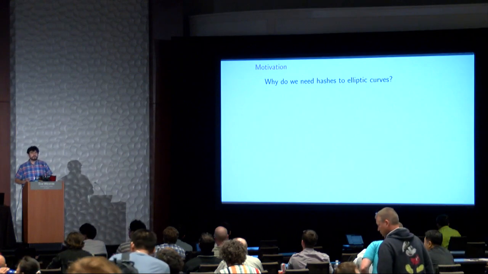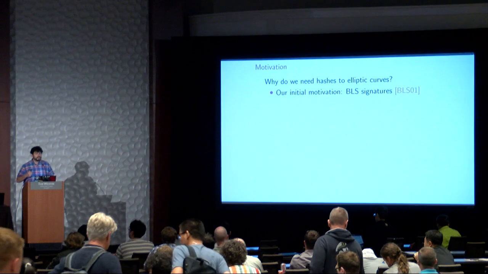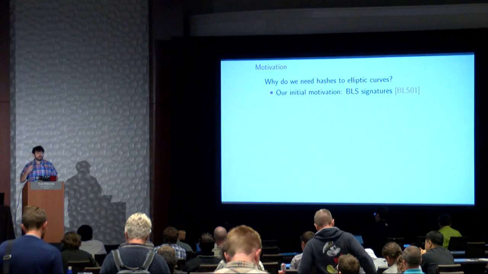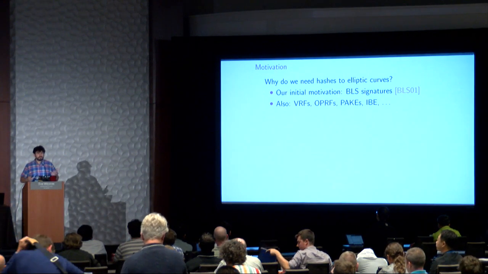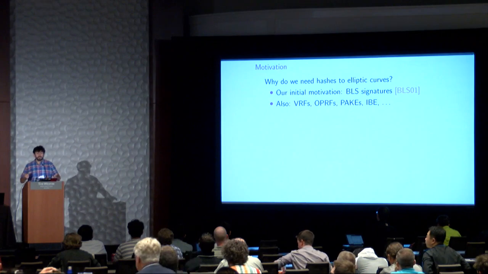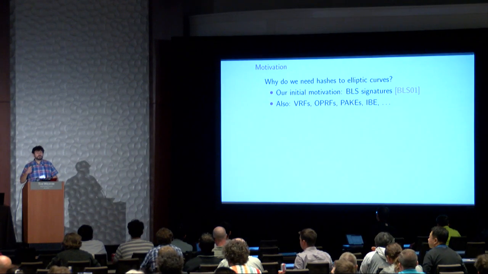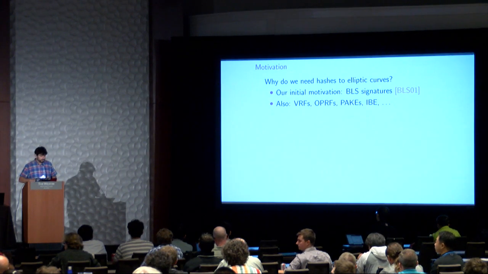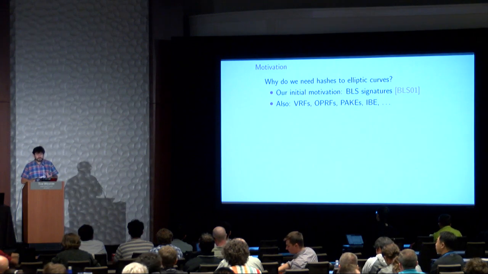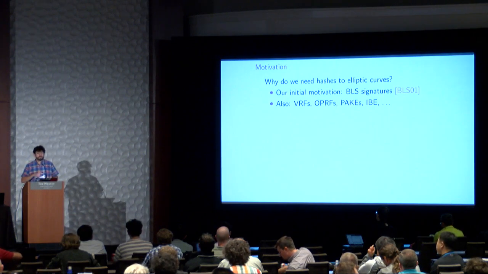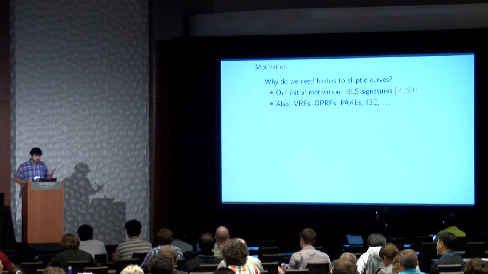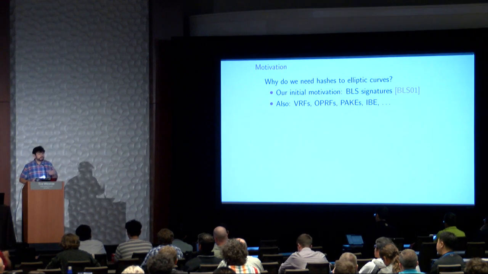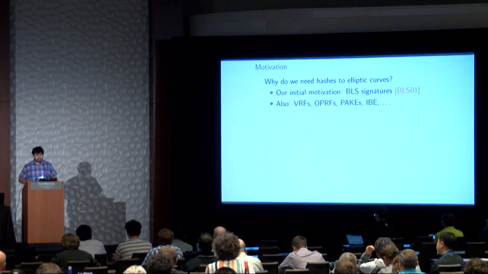So our initial motivation was BLS signatures, and that's a scheme that requires hashing to a pairing-friendly curve like BLS12-381. But in general, there's actually a lot of interest now in deploying protocols that use hash to curve. So for example, there are current working drafts in the IETF for standardizing verifiable random functions, oblivious pseudorandom functions, password authenticated key exchanges, all of those use hash to curve. And as another example, Cloudflare's Geo Key Manager uses identity-based encryption, which also uses hash to curve.